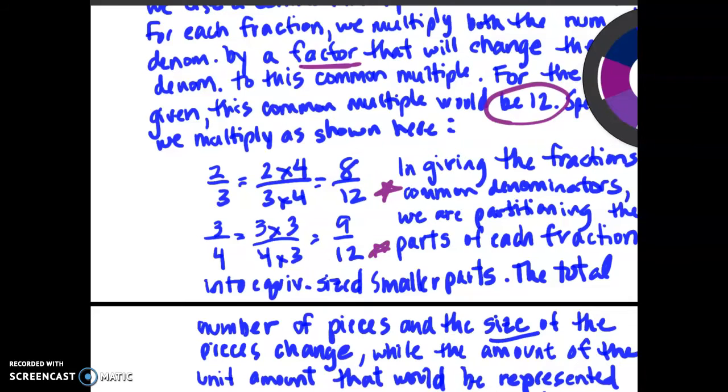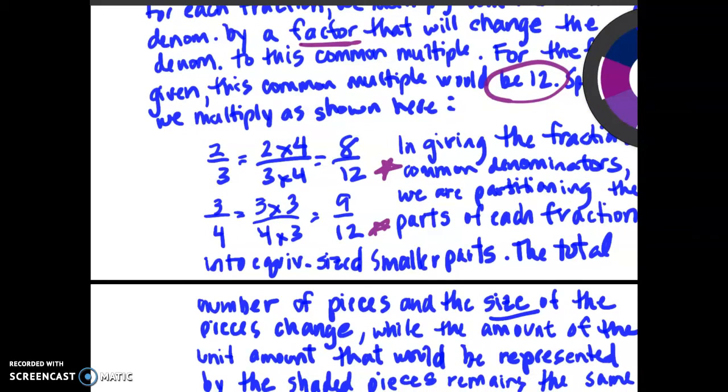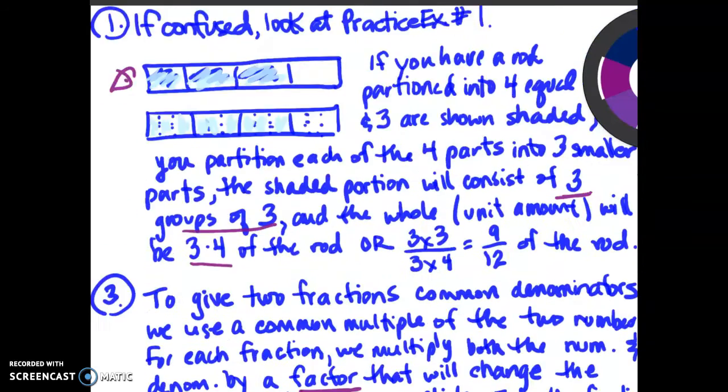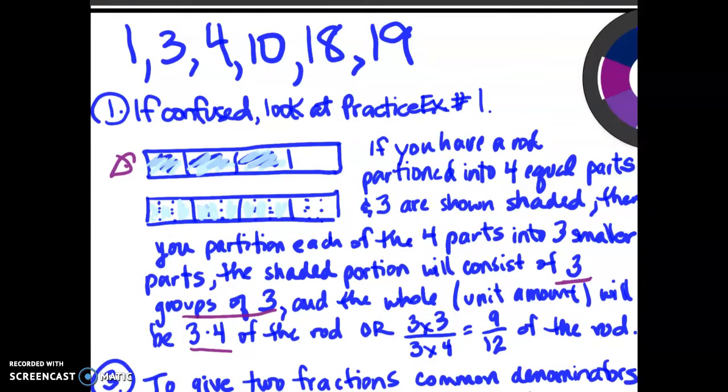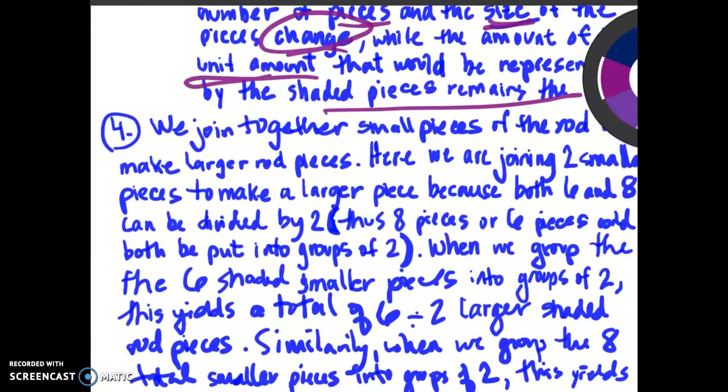By doing this, the total number of pieces and the size of the pieces changed. This is really the key part to this question. So that's the part that changes: the total number of pieces and the size of the pieces. But remember, the unit amount, or our whole, stays the same. And you can see that back in number 1, where the size of the piece changes and the number of pieces change, but the unit amount, or the whole, stays the same.